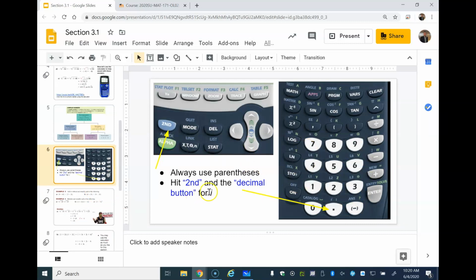To get to the i feature on the calculator, first of all, you always want to use parentheses when solving these types of problems, especially when using i. Then you're going to hit second and then the decimal button. The second button puts everything as far as you see the little light blue above the calculator, or if you were using a TI-83, it's going to be yellow. That button gets us to that light blue part. If you see here, there's a little i right above the decimal. So that's what I want to get to. That's why I hit second, decimal, to get to the i.